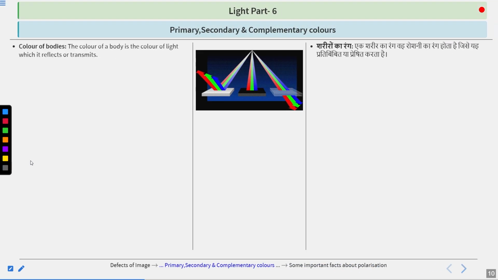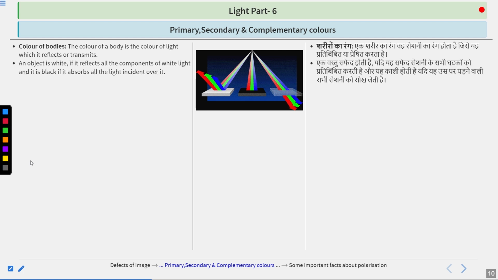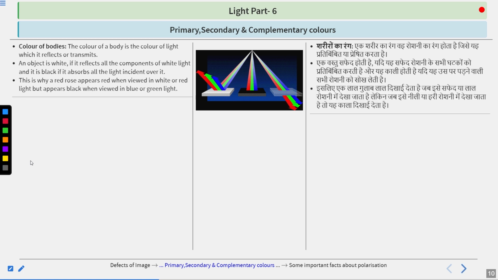Now, what is the color of bodies? The color of a body is the color of light which it reflects or transmits. An object is white if it reflects all the components of white light, and it is black if it absorbs all the light incident on it. This is why a red rose appears red when viewed in white or red light, but appears black when viewed in blue or green light. So the color of a body is actually determined by the reflection or transmission of light.